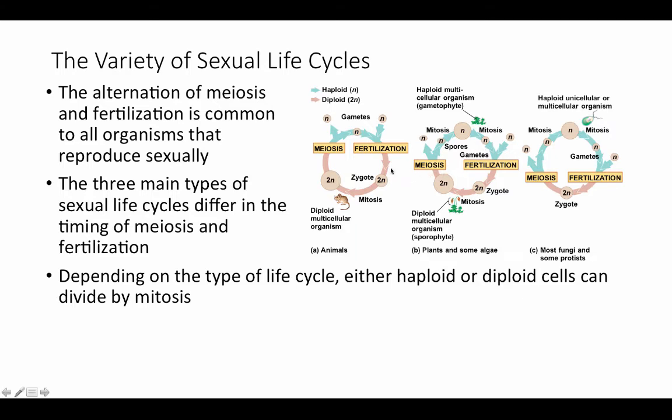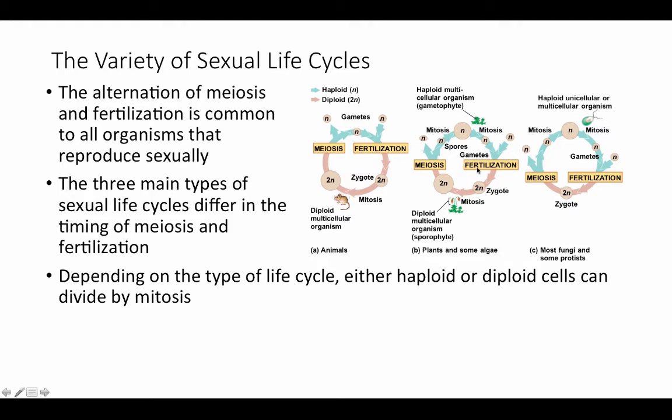So in a typical animal life cycle, we call this a diploid life cycle. Gametes do not undergo mitosis. They do not divide and become a multicellular organism. All they do is combine with another single gamete in fertilization, and then mitosis occurs.